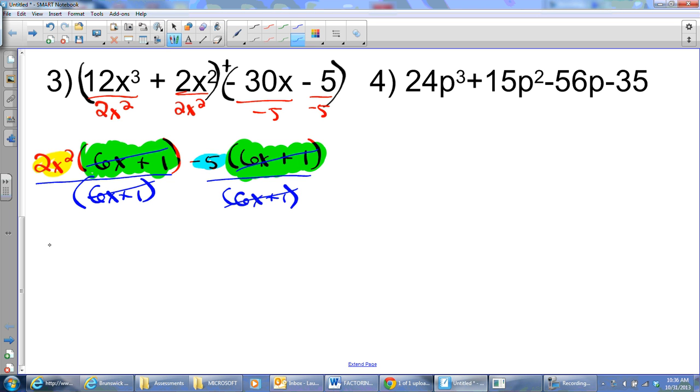So what's going to happen? Well, I'm going to have a 6x plus 1 out front, because that's my common factor now. On this first quantity or first term, I'll be left with a 2x squared. On the second one, a minus 5.